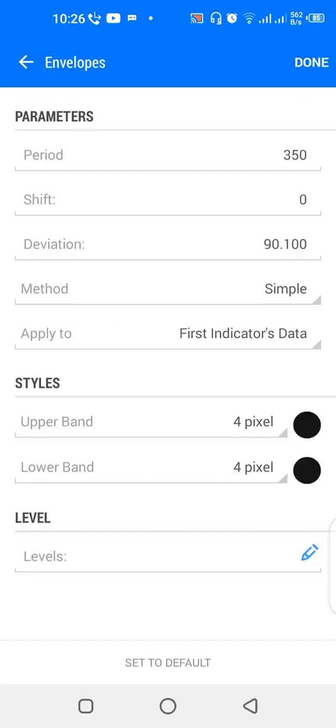Then we have envelopes. This time around, the period is 350. Okay, the shift is 0. Deviation is 90.10. Method is simple. Apply to first indicators data. Now the color of the upper band and lower band is black.